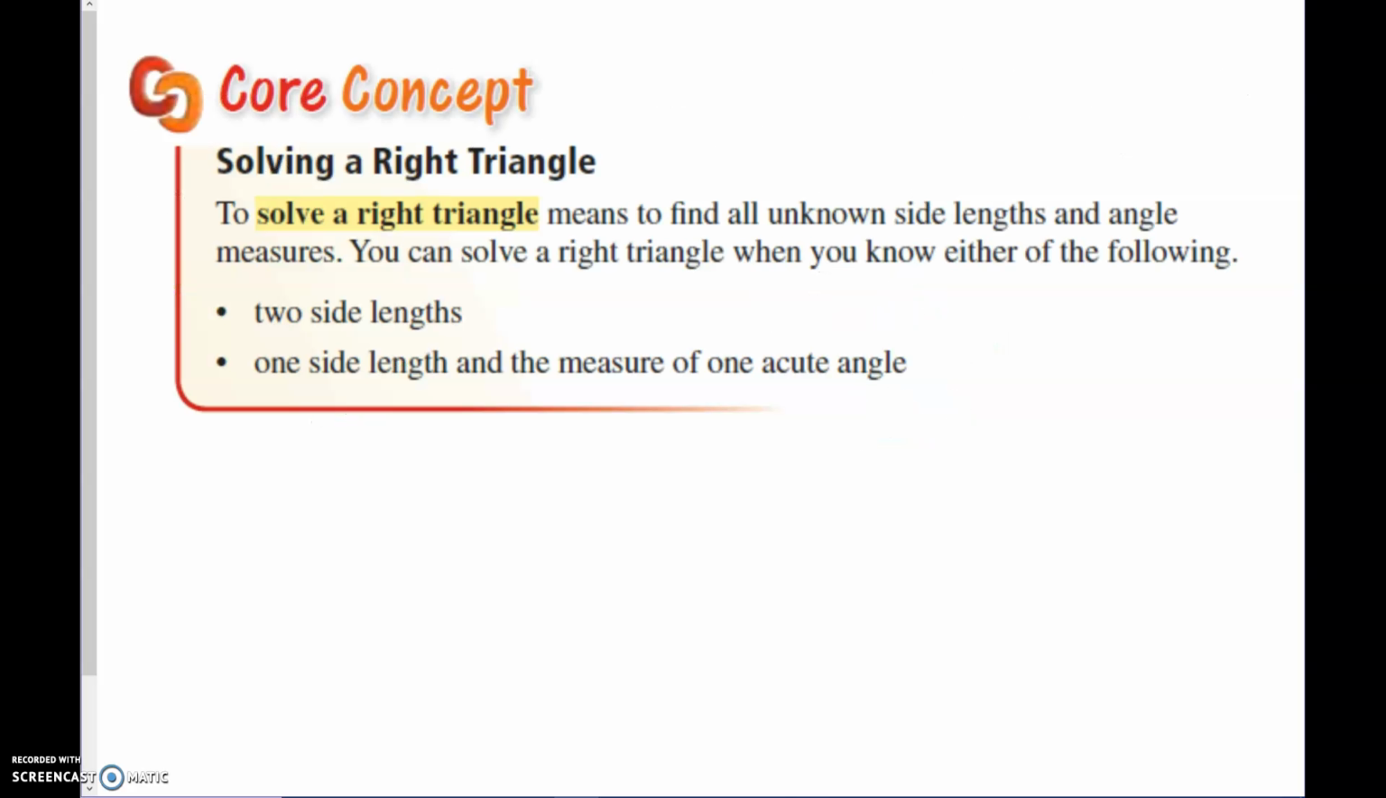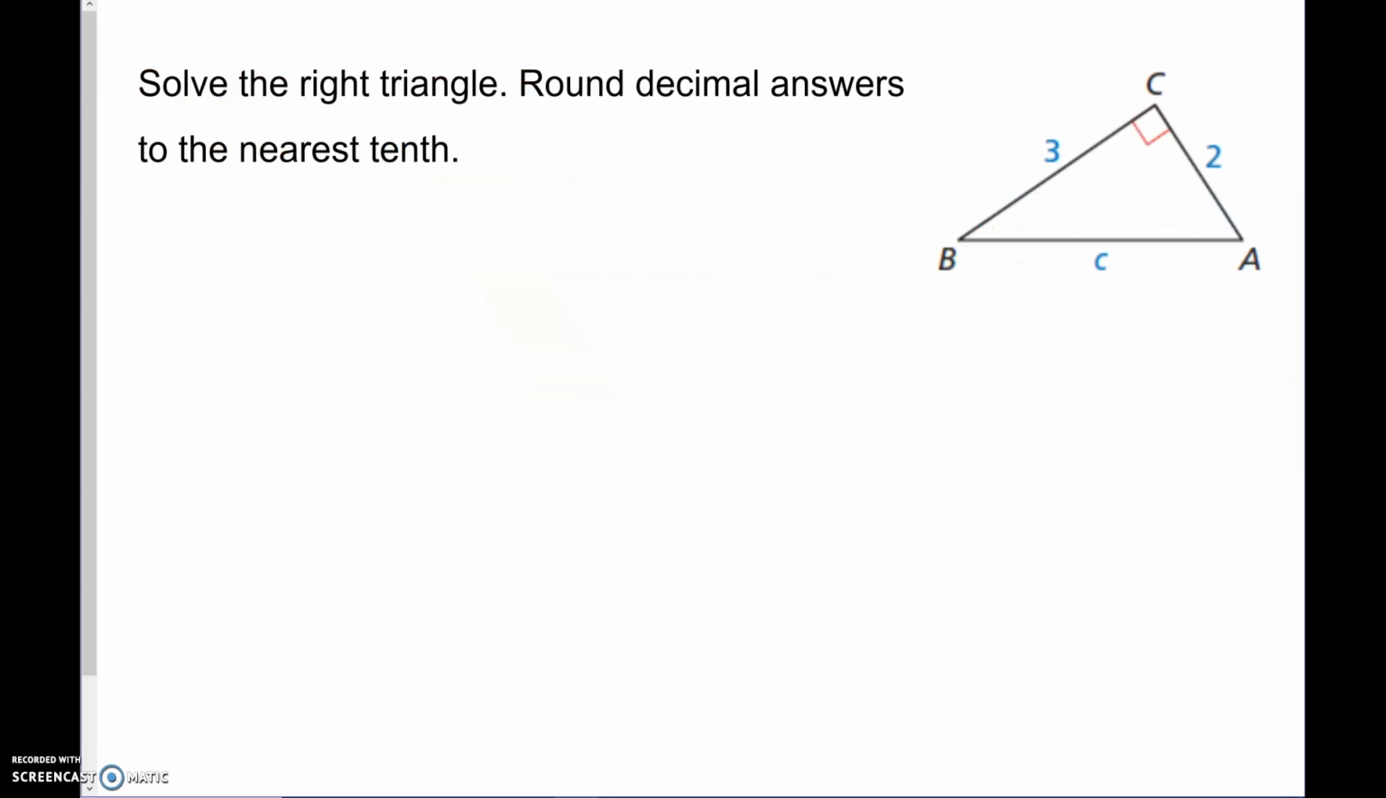All right, to solve a right triangle means to find all unknown lengths and angles. They won't specifically say find angle A, find B, find C. When it says solve the triangle, it means find anything that's unknown. So when we solve this one, they're giving us 3 things, which means we need to find 3 things. We need to find the measure of angle A, the measure of angle B, and the length of C.